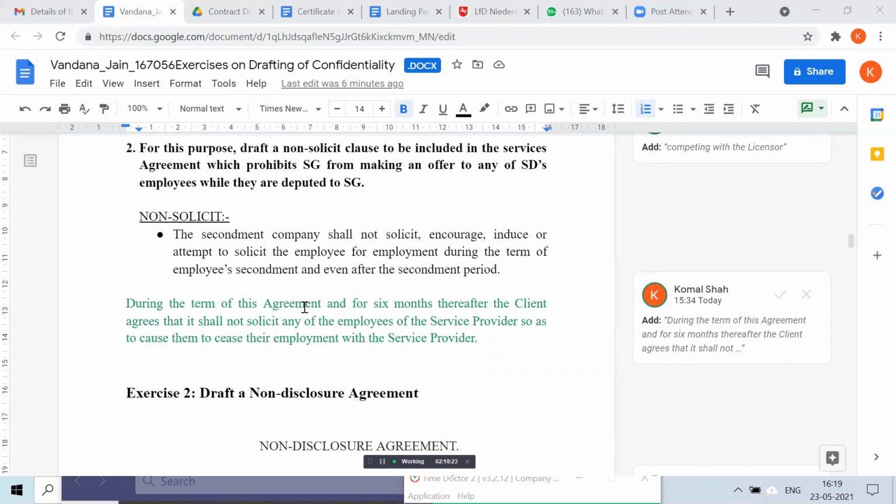But I was under the impression that there might be some criminal action which can be taken against him. I'm not a criminal lawyer, so not the best person to answer that. You can reach out to Yash. Okay.